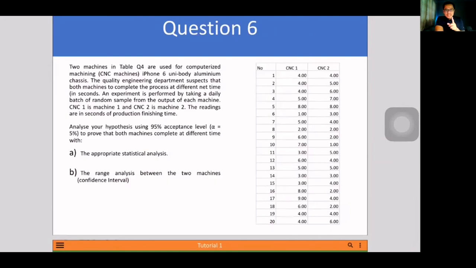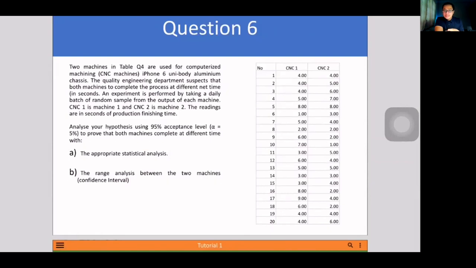Two machines, CNC1 and CNC2, produce iPhone 6 unibody aluminum. iPhone 6 was many years ago, 5 or 6 years ago. That's when I wrote this question. The quality engineering department suspects that both machines complete the process at different cycle times in seconds. An experiment is performed by taking a daily batch of random samples, and the readings of finishing seconds are given in these two groups.